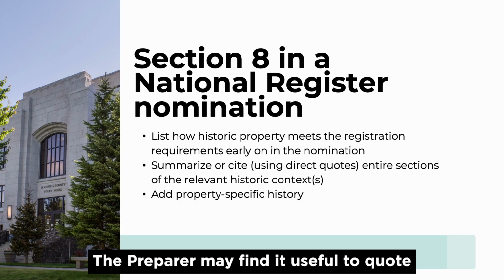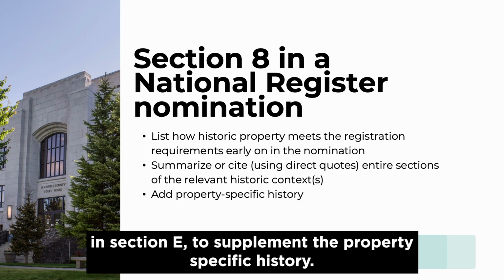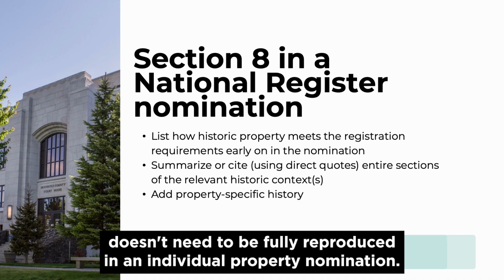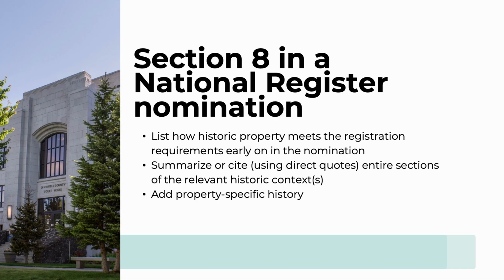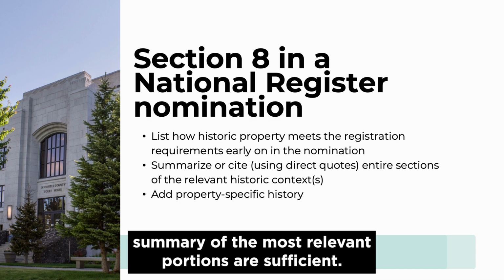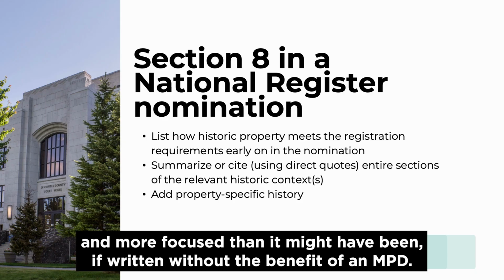The preparer may find it useful to quote and cite relevant material from the historic contexts in Section E to supplement the property-specific history. Broad background context already presented in an MPD doesn't need to be fully reproduced in an individual property nomination. In most cases, a reference to the MPD's context coupled with a streamlined summary of the most relevant portions are sufficient. This allows the nomination's context to be shorter and more focused than it might have been if written without the benefit of an MPD.